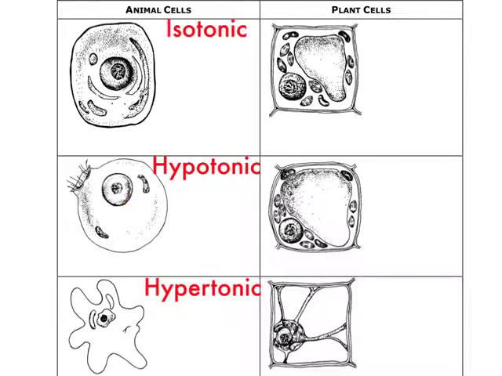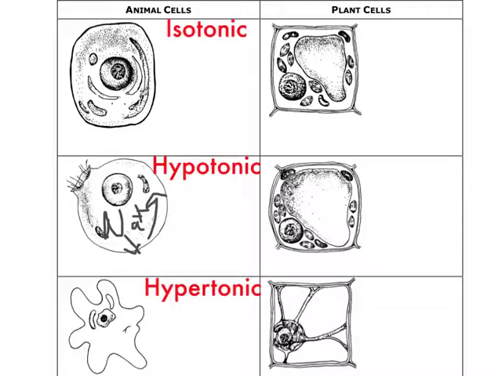Now, if there's more salt on the inside, let's just call it that. There's more sodium on the inside and less on the outside, then we know that the sodium wants to move to get out of there. But because of the cell membrane, it's going to just bounce right back. The cell membrane won't let it through.